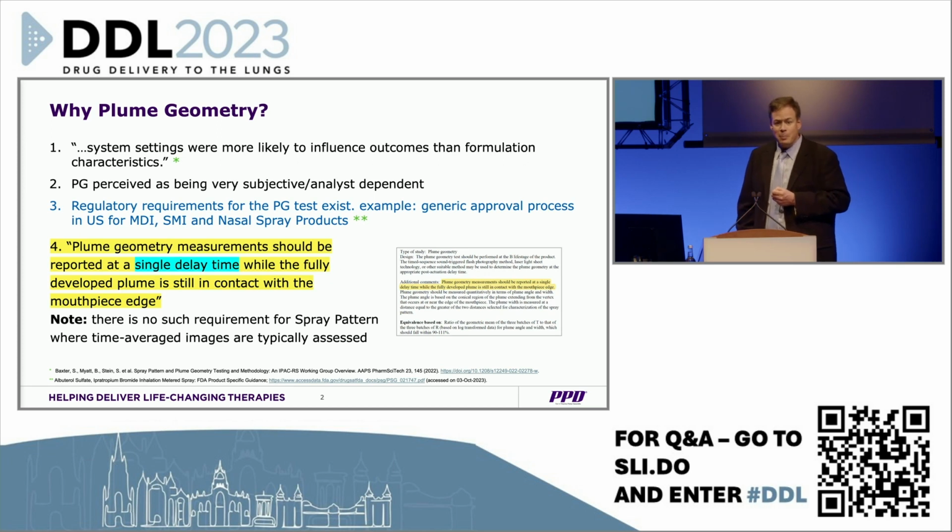Well, in short, because the US FDA requires it as part of the generic approval pathway for MDIs, soft mist inhalers, and nasal sprays. Now, if you look at some of the product-specific guidance out there, you'll see this sentence in terms of the requirements, and the key words have been highlighted there in light blue. When you do plume geometry, there's an expectation to report the results based on a single delay time or a single image out of probably 75 or 100 from the whole actuation. Now, I note this because there's no such requirement for spray pattern, the sister technique, where the norm is to provide a time-averaged image.